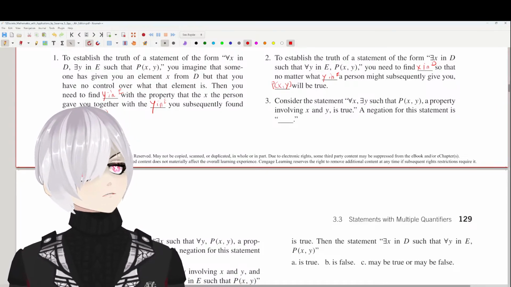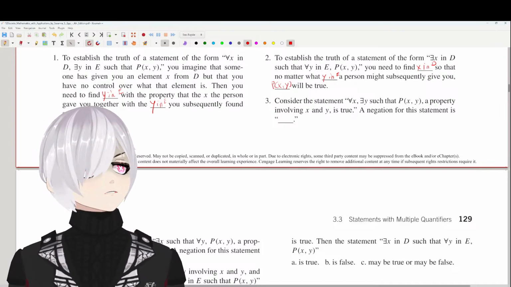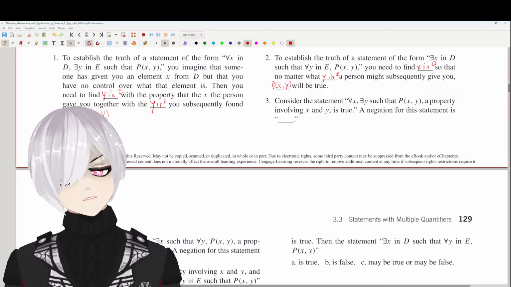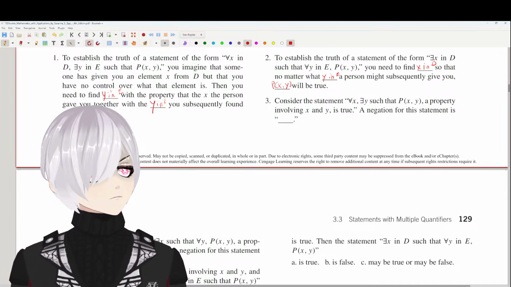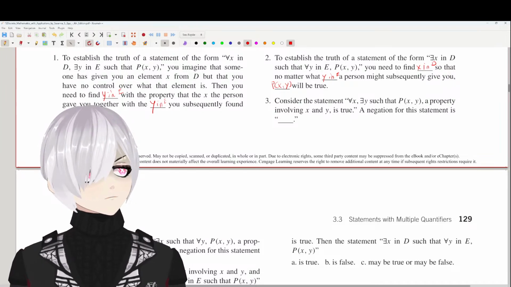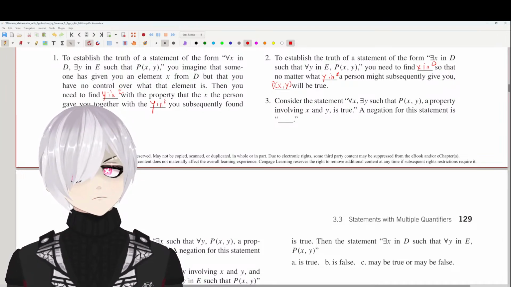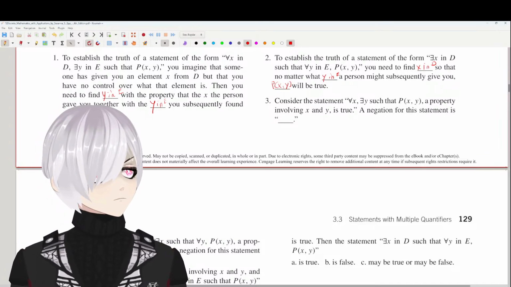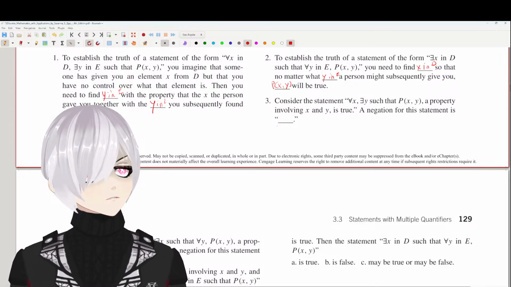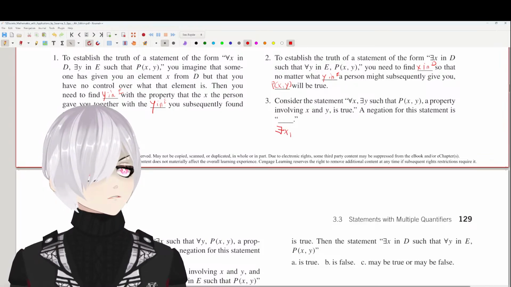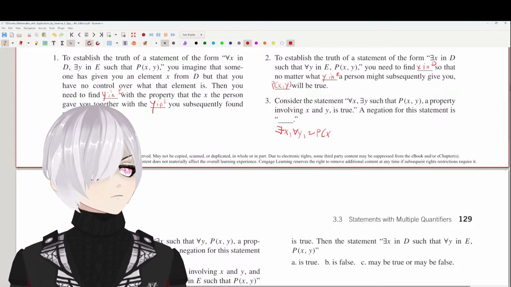Consider the statement: for all x, there exists a y such that P(x, y), a property involving x and y, is true. A negation of the statement is, I think, there exists an x such that for all y, P(x, y) is not true. It's not the case that P(x, y). There exists an x such that for all y, it's not the case that P(x, y).